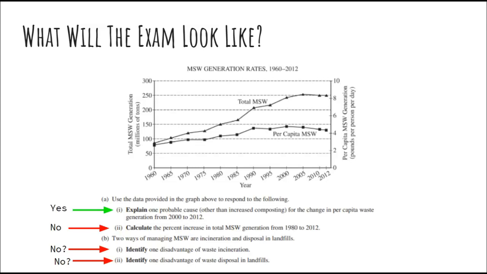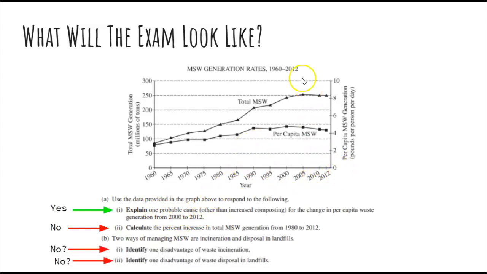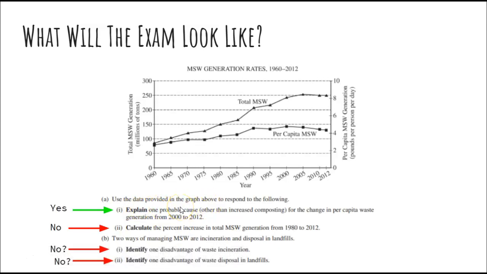Okay, so let's look at the questions here. Using the data, explain one cause for the change in per capita waste generation from 2000 to 2012. This is such a specific thing, and it's talking about between these dates. So I would expect that this would be a question that they might ask, right? You can't easily Google something like this. You're not going to get a straight answer. Let's look at the next one.